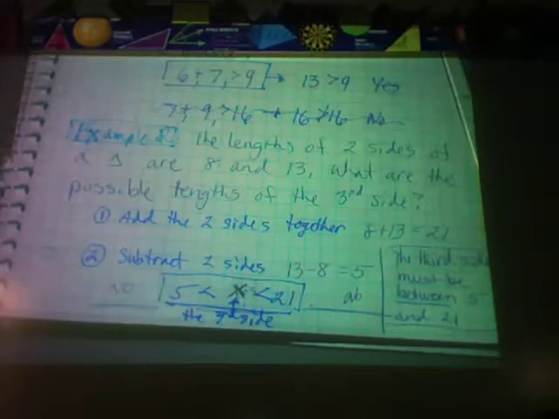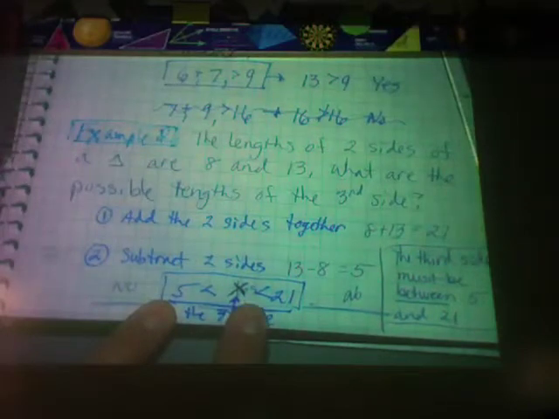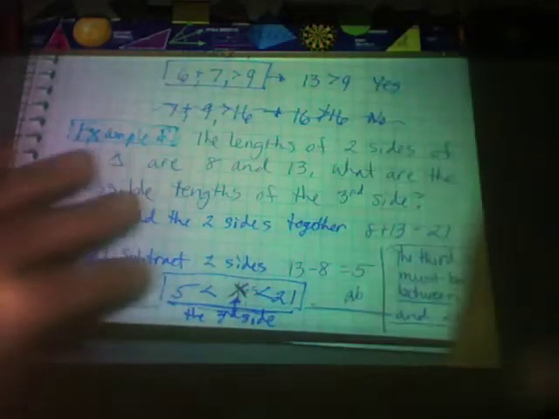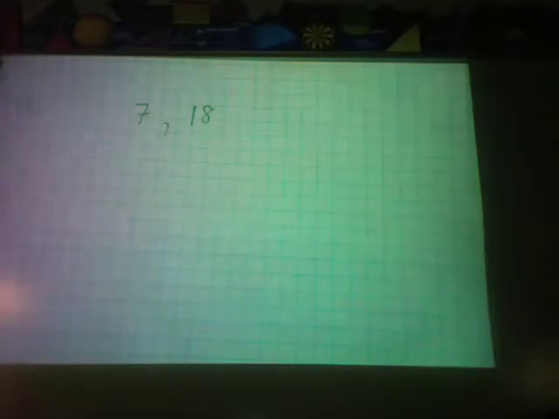To find your third side length, you add the numbers together, subtract the numbers, and that's your range of values that your third side could be in between. So, to test your knowledge, what if I said that the two side lengths that you currently have would be 7 and 18. You tell me the range of values. Think to yourself. Share that with a person next to you or around you.